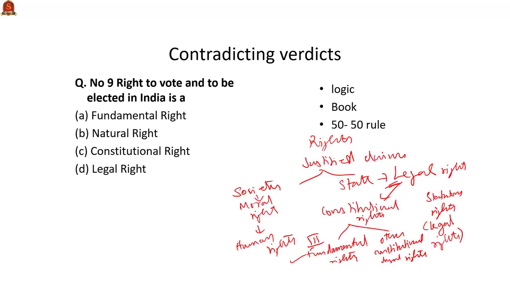The remaining part is called other constitutional legal rights. You have to exactly use the technical term other constitutional rights. But people interchangeably use legal rights for this also. That is the confusion. Okay.